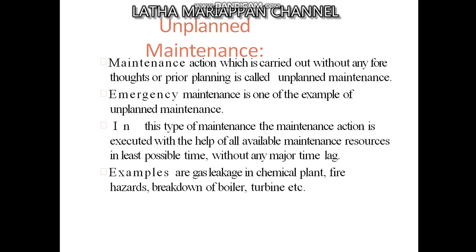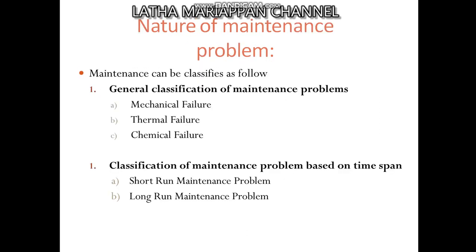Emergency maintenance is one example of unplanned maintenance. In this type of maintenance, the action is executed with the help of all available maintenance resources in the least possible time, without any major time lag. Examples are gas leakage in a chemical plant, fire hazards, and breakdown of a boiler or turbine. These are examples of unplanned maintenance. Suddenly it happens.